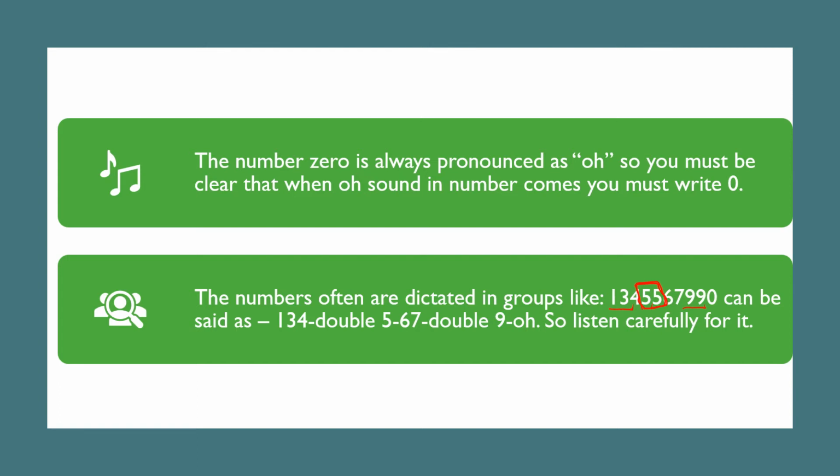They will give a very slight pause after some numbers because they are not going to repeat, so they give you time to write down the numbers. So it will not be 134 55 67 990. They will not sound like this. They will sound like 134 55 67 990. So they will split if the numbers come in double or there is a 0.